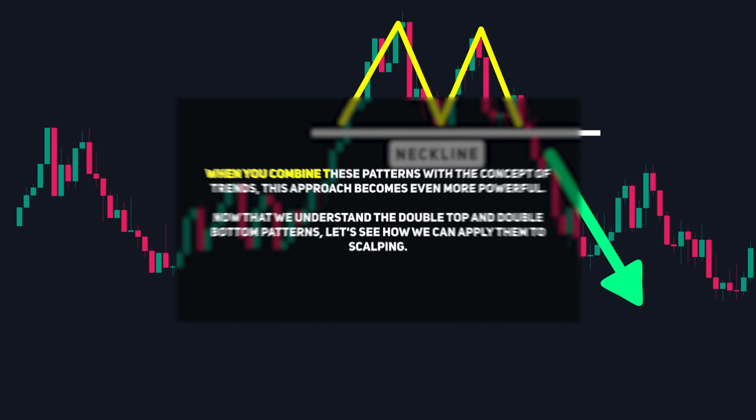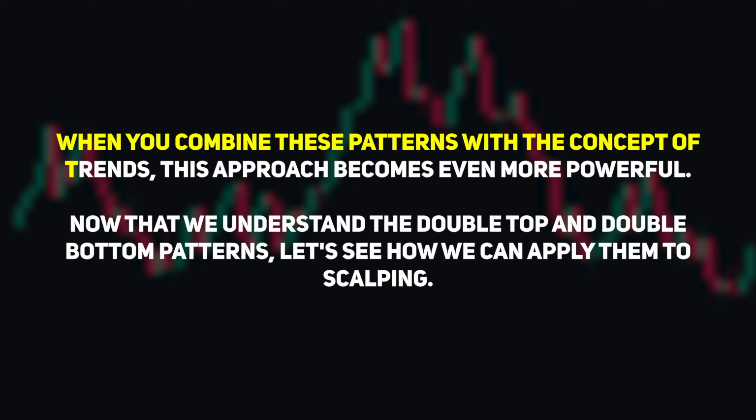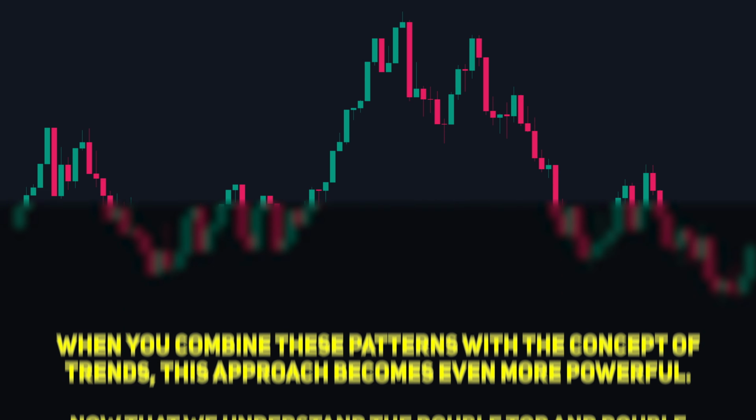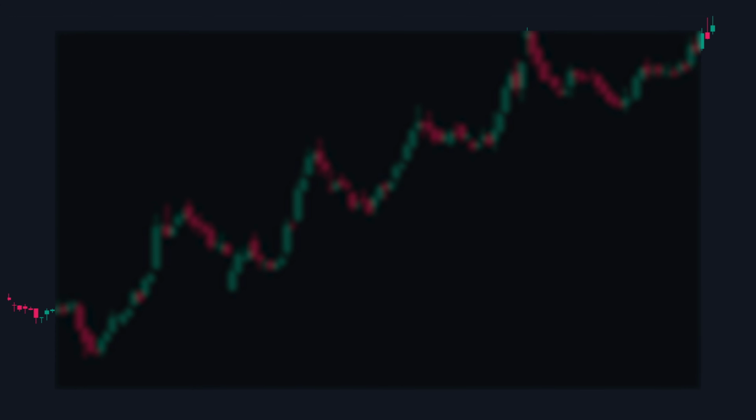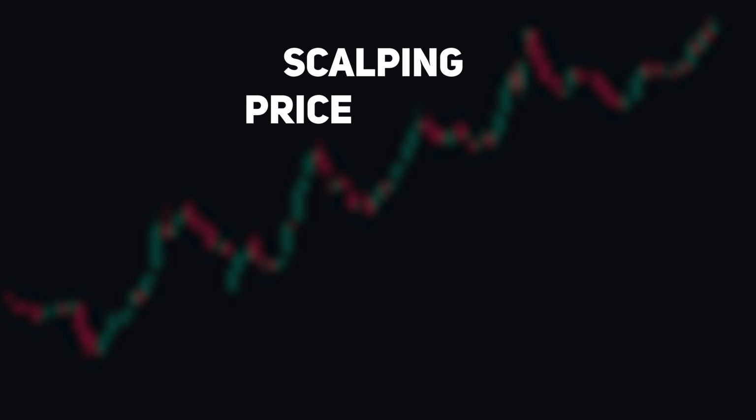When you combine these patterns with the concept of trends, this approach becomes even more powerful. Now that we understand the double top and double bottom patterns, let's see how we can apply them to scalping. Most trading books typically teach you to use double tops and bottoms as reversal patterns, but I have a different approach. I use them as continuation patterns.